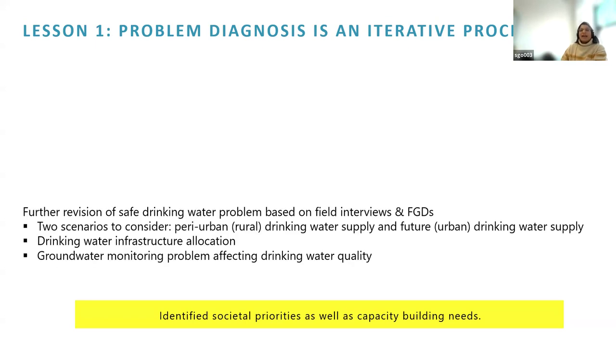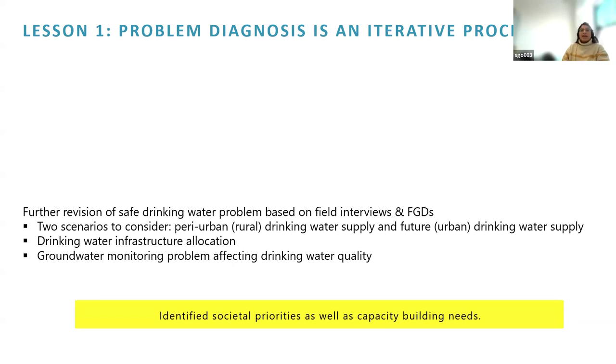And then when I conducted some field interviews at a later stage, that led to another revision of the problem. So here we found that there were actually two main scenarios to consider. One was the existing peri-urban drinking water scenario, what is happening as of now, but there was also a very important future urban drinking water scenario that was emerging because of their proximity to the city. So that was the first thing to consider.